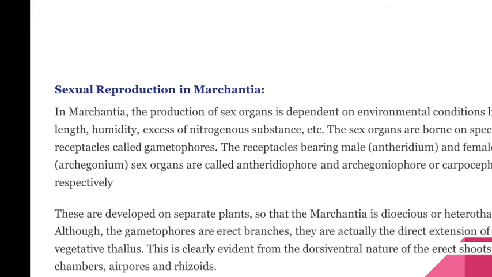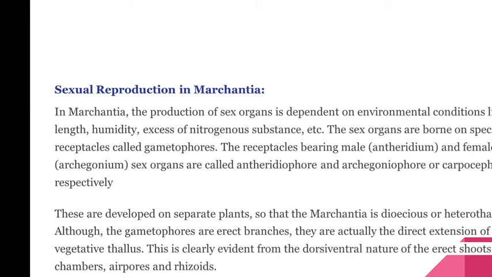Next, sexual reproduction. Sexual reproduction takes place by two sex organs, antheridium and archegonium. Antheridium is the male reproductive organ and archegonium is the female reproductive organ. In Marchantia, the production of sex organs depends on environmental conditions like day length, humidity, and excess of nitrogen substances. The sex organs are borne on special stalked receptacles called gametophores. Antheridia develop on the antheridiophore and archegonia develop on the archegoniophore or carpocephalum. These are developed on separate plants, so Marchantia is dioecious or heterothallic.